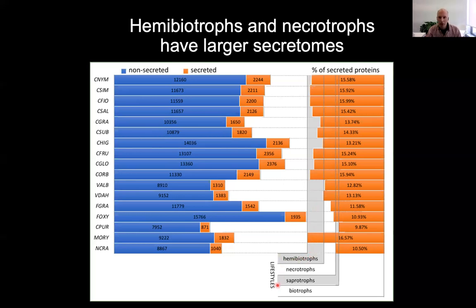So biotrophs are these fungi that can infect the host without killing the host cells, essentially. Necrotrophs, on the other hand, kill host cells, and they cause the big necrotic lesions that you see on leaves and other parts of plants. A hemibiotroph is basically a fungus that begins life as a biotroph and then switches over to a necrotrophic lifestyle. So we can speculate that maybe the hemibiotrophs have more secreted proteins or a larger diversity of secretome because they have more diverse needs. They need to live two different lifestyles.